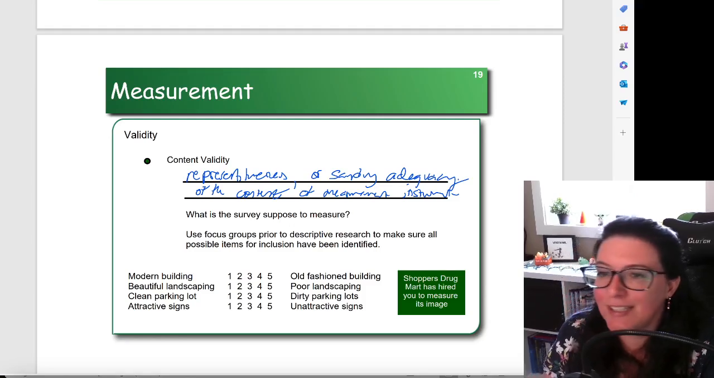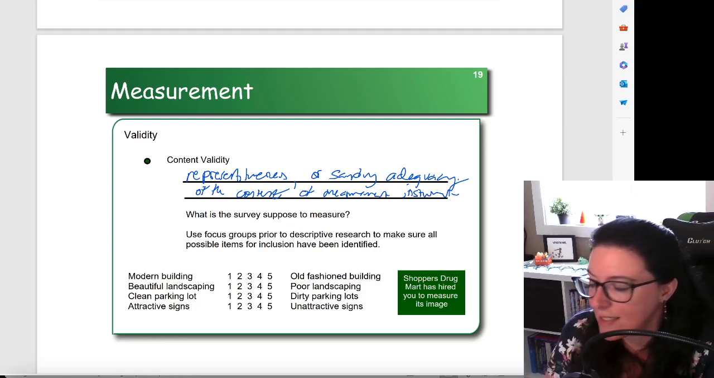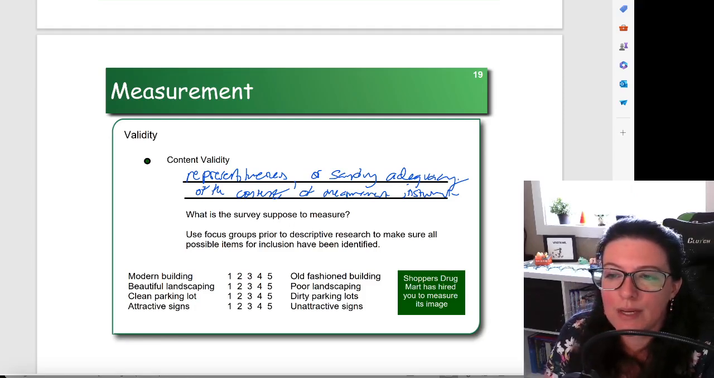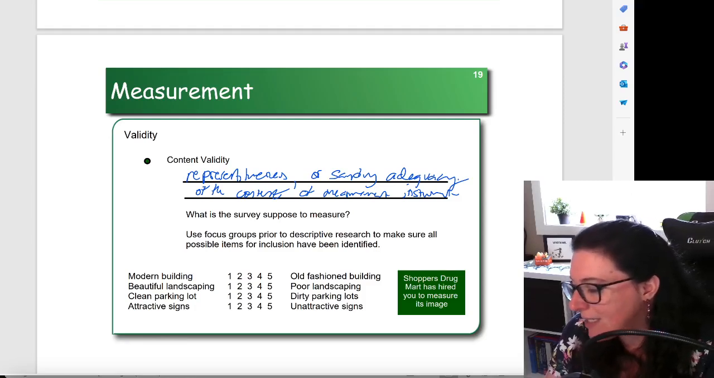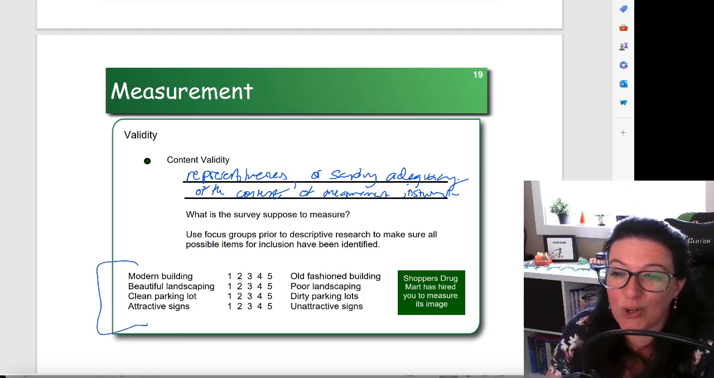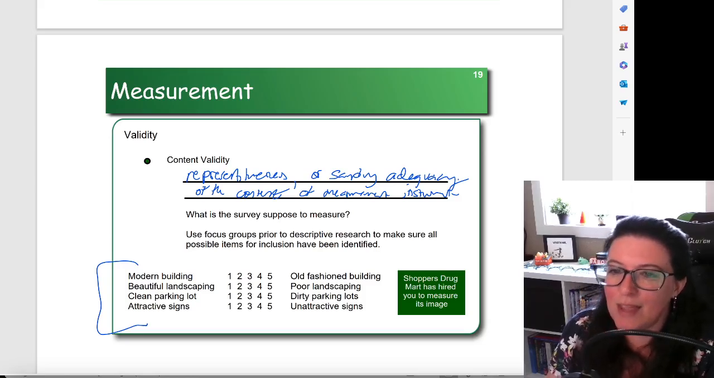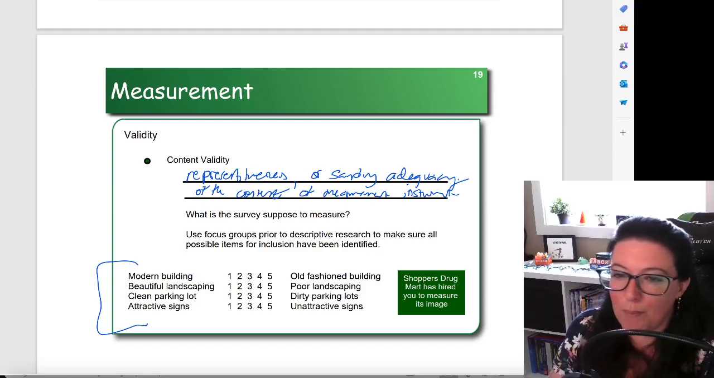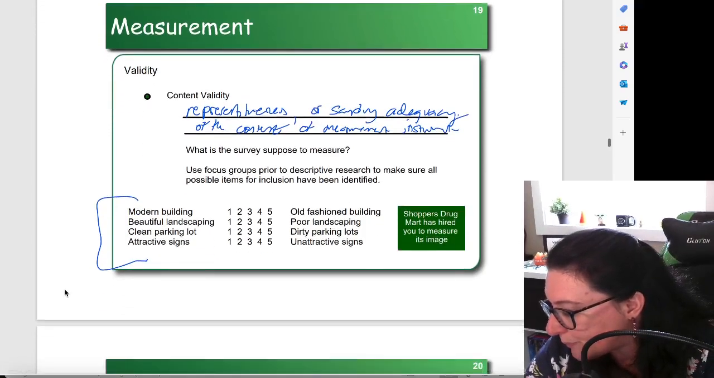So content validity, we can increase the validity of our test instrument by doing some of those focus groups or exploratory research ahead of time to make sure all the options we give them represent what they're looking for. Because if we're trying to get to the image of the organization and this is not how people define the image, then we have a problem with our research tool.